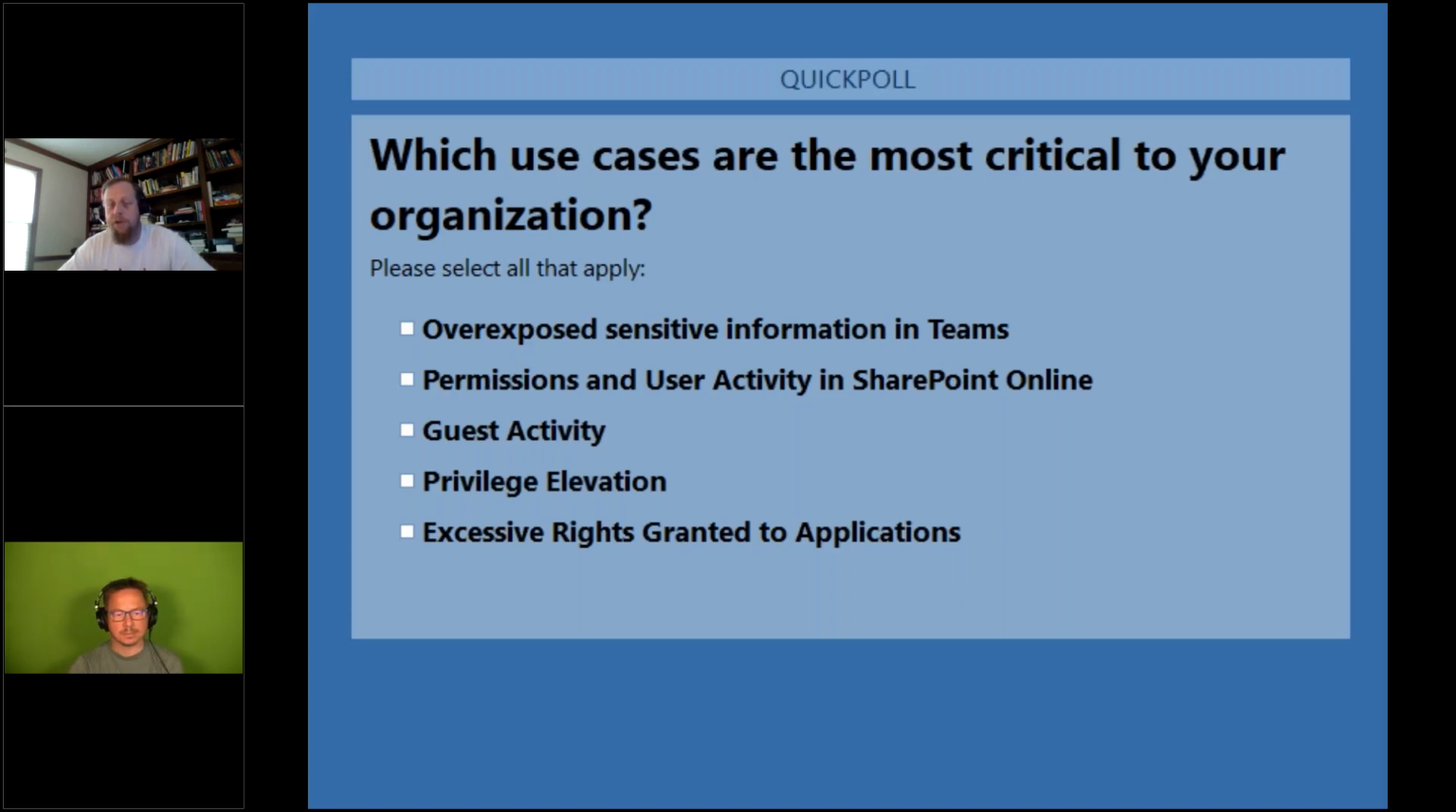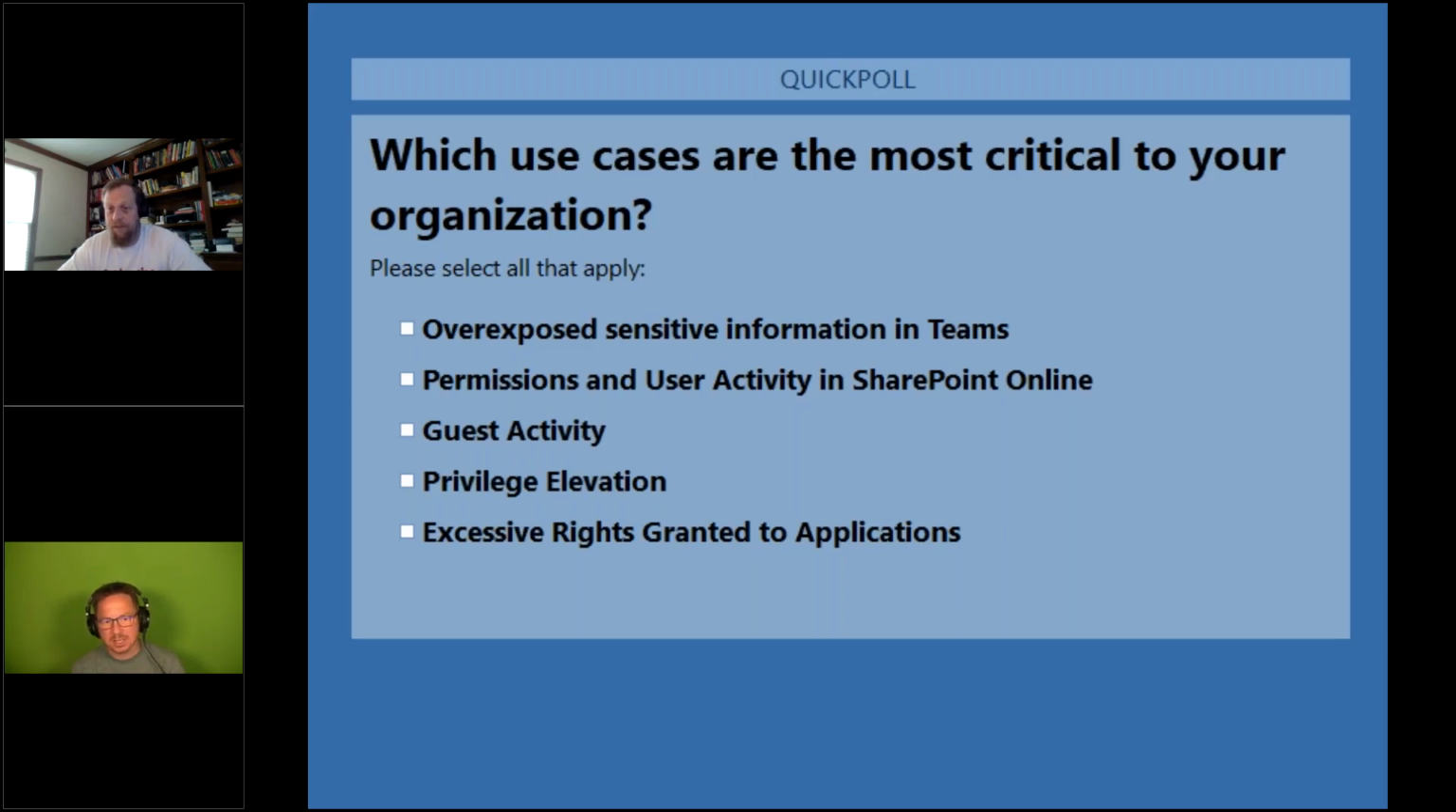So the poll is out here. Basically, which use cases are most critical to what you're looking for? Overexposed sensitive information, permissions and user activity, guest activity, privilege elevation, excessive rights granted to applications. Liam, if you had a guess, which ones would be the most popular in this case? Honestly, I would bank on any of the first three. Privilege elevation is quite complex to do anyway, and it would be people in the organization that would do it, and then excessive rights granted to applications. We talked about that, but those top three, I would say.